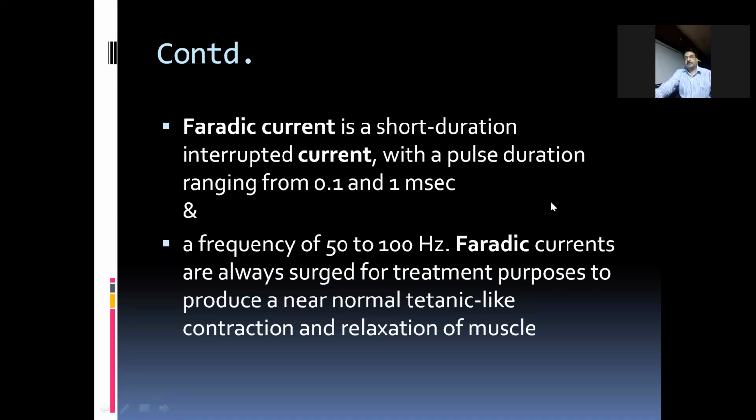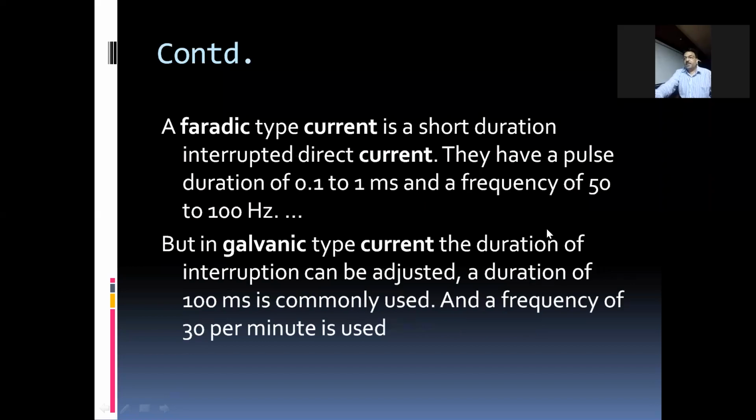Next is the different types of waveforms. Generally, we are using triangular with slow rise and sudden fall. This is how a surge faradic current is being used to stimulate a weak muscle, and the sudden fall will give interruption, relaxation for the next contraction.